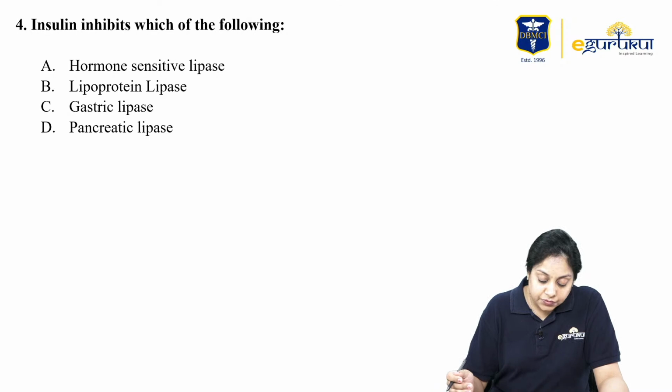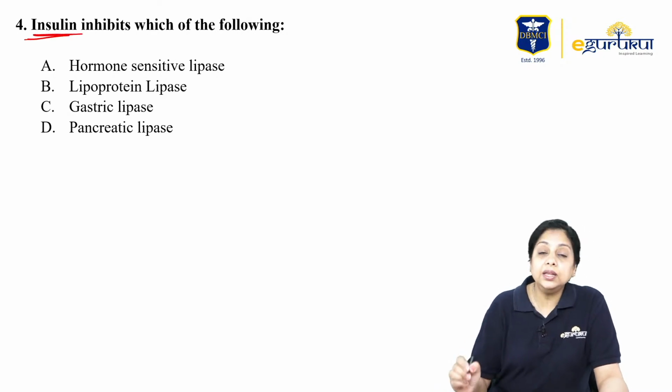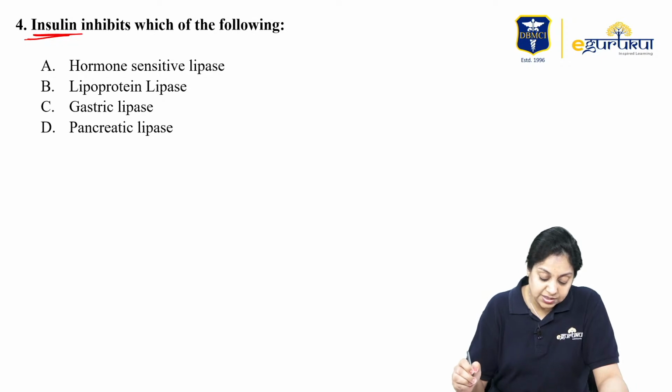Insulin inhibits which of the following? Come on, A, B, C, D: HSL, LPL, gastric lipase, pancreatic lipase.